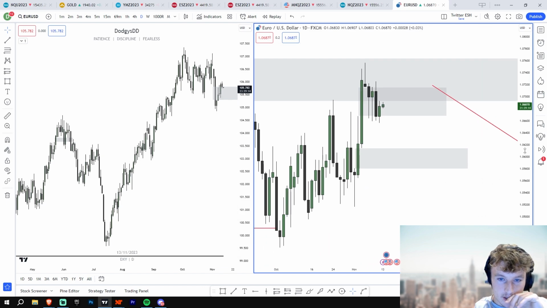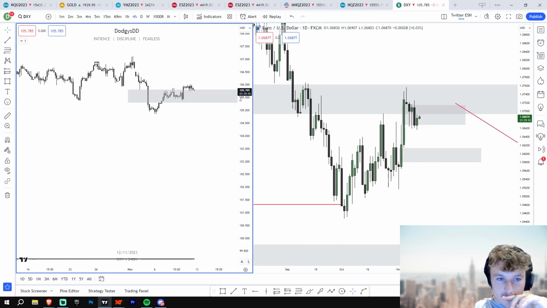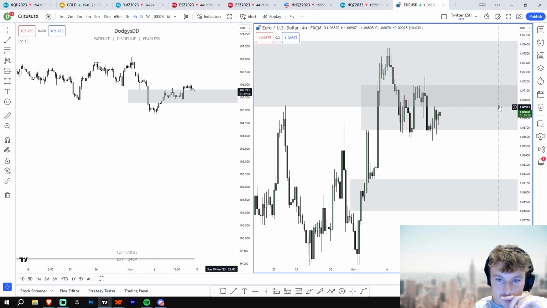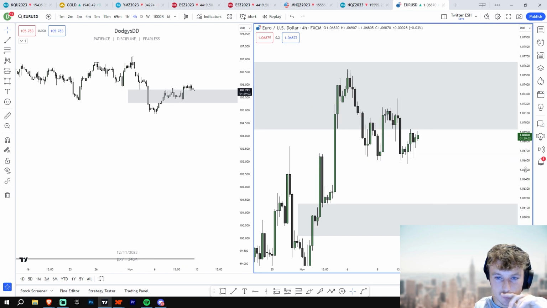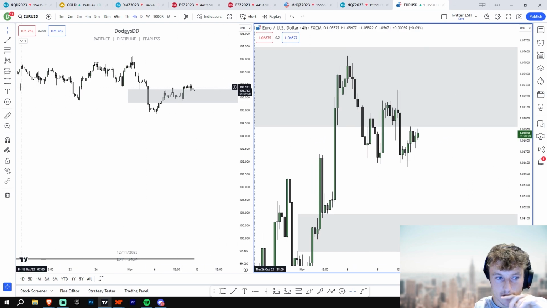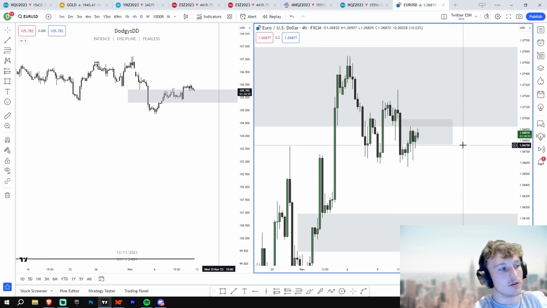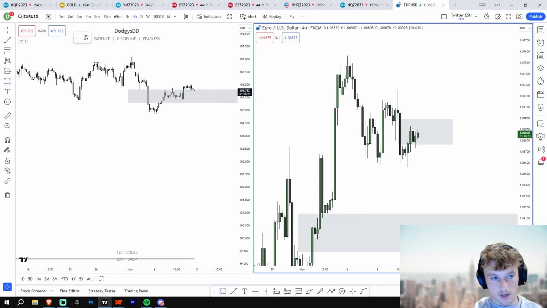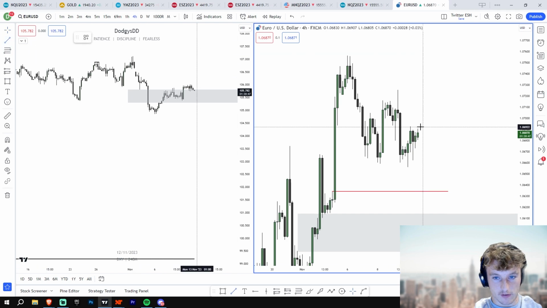I don't really consider the monthly fair value gap or the 4-hour fair value gaps on Euro unless I have to. I mean, this actually does look pretty good, to be honest. So it goes back to okay, whichever one here breaks will probably be the move. So you got the low of this 4-hour fair value gap down here, and you got a high of a 4-hour fair value gap down here.